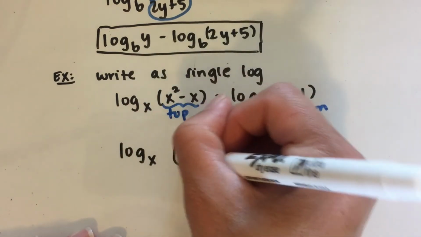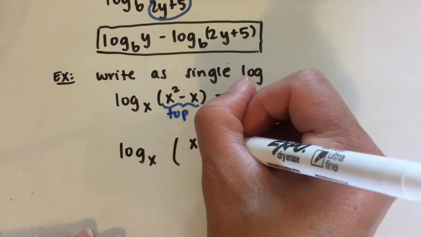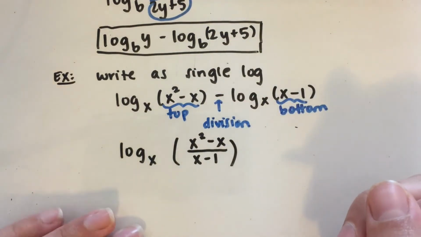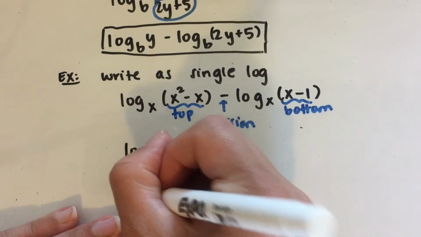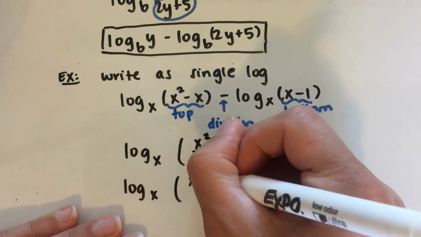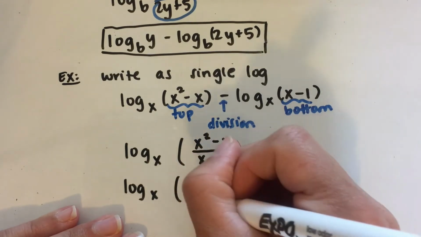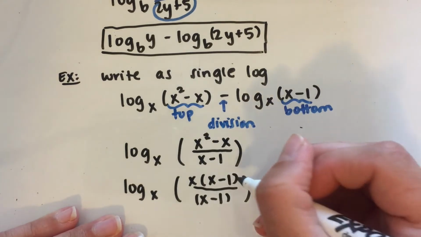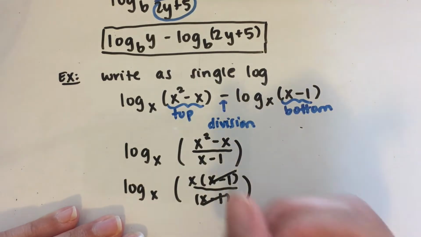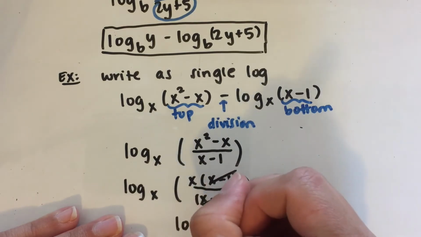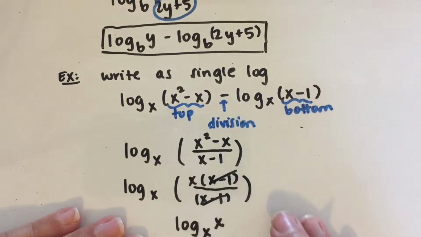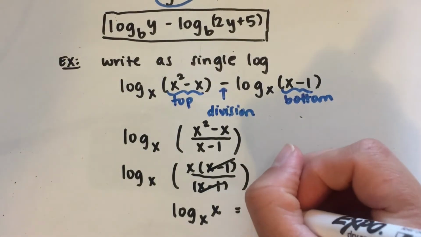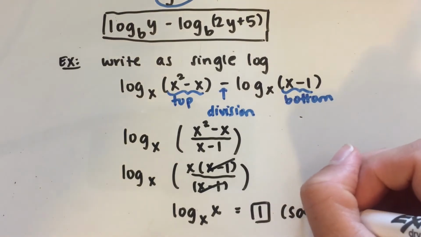So now condensing this, we get log base x of x squared minus x divided by x minus 1. We can factor the numerator and we get x times x minus 1 on the top and x minus 1 on the denominator. Now we can cancel those x minus 1's and we're left with log base x of x. Or in other words, when we solve for this, it will be 1.